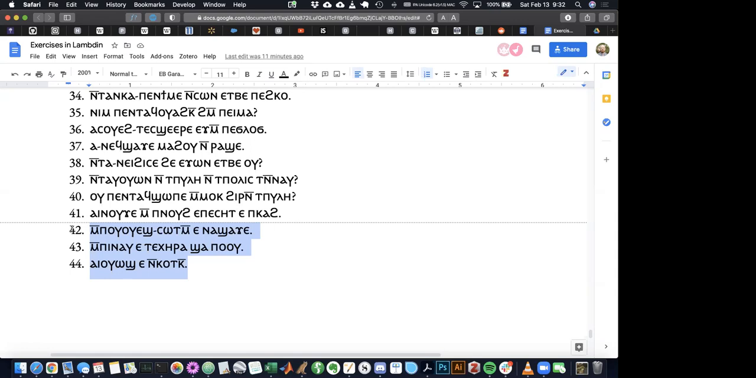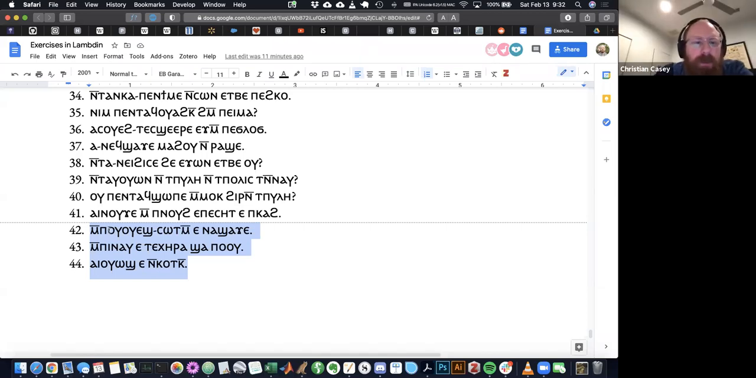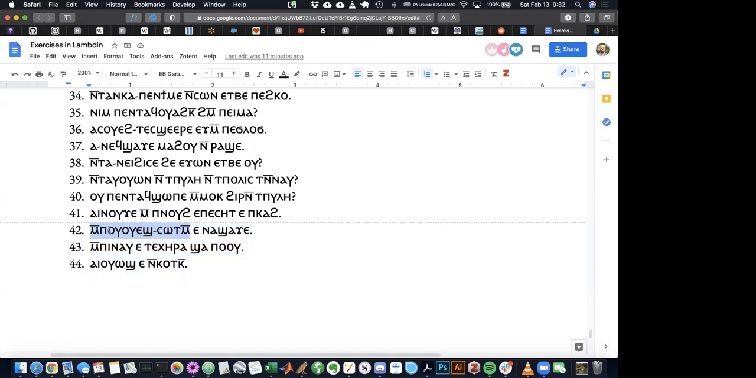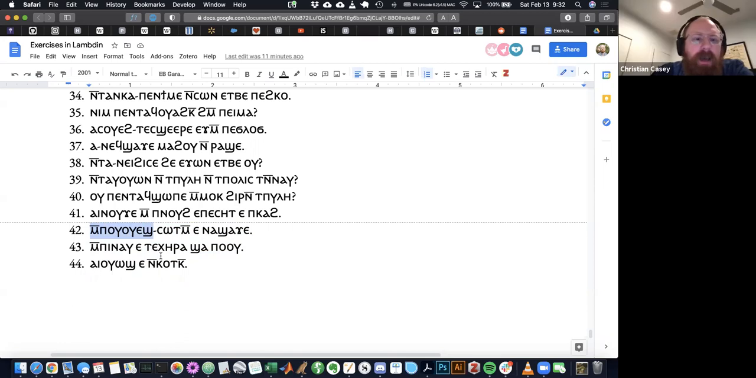Puesh sotem et nashaje. They didn't want to hear my words. Good. Yeah. What type of verb is this? That's the negative first perfect or preterite. And yeah, that's actually the negative preterite. Oh, okay. Although I think Lambdin does call it the negative perfect.